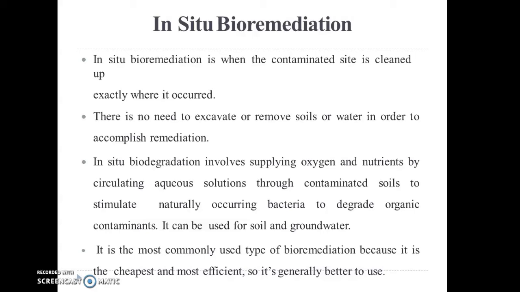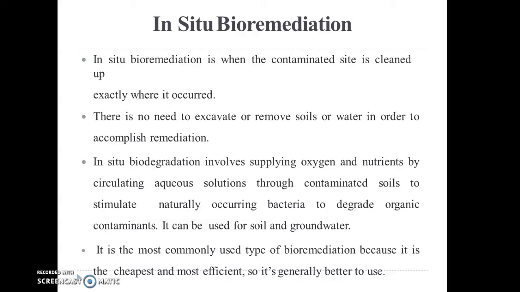In situ remediation, there is no need to take the soil, water or any other polluted thing to a particular place where bioremediation is taking place. It is the bioremediation of soil or water at the place where it is polluted. In situ biodegradation involves supplying oxygen and nutrients by circulating aqueous solution through contaminated soil to stimulate naturally occurring bacteria or any other genetically modified bacteria to degrade organic contaminant. It can be used for soil and groundwater.